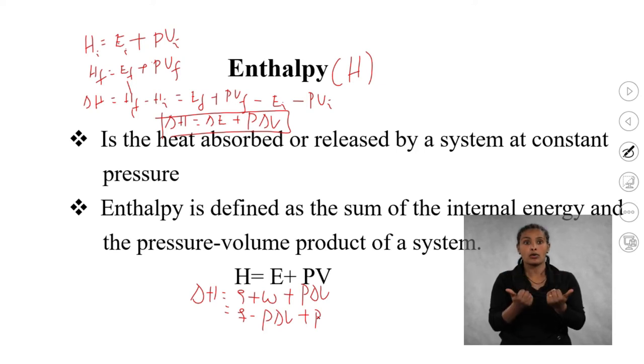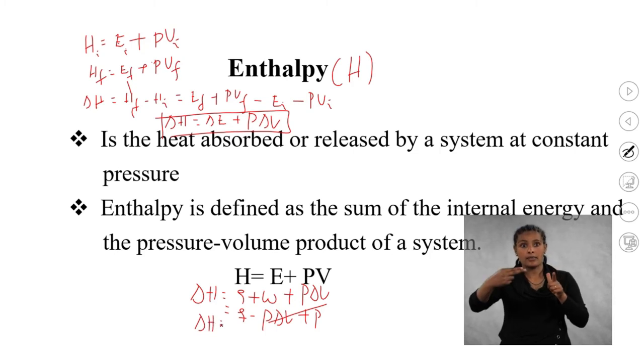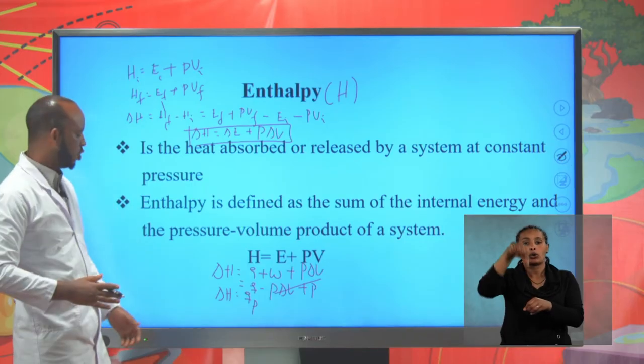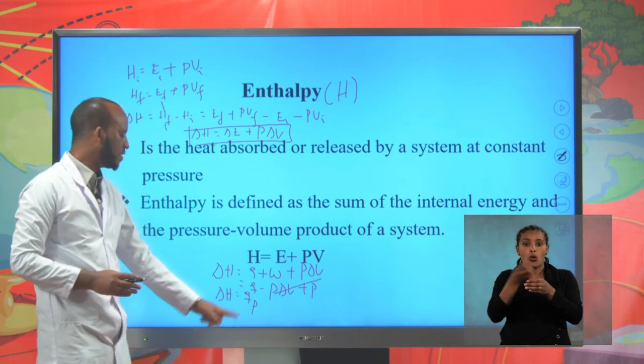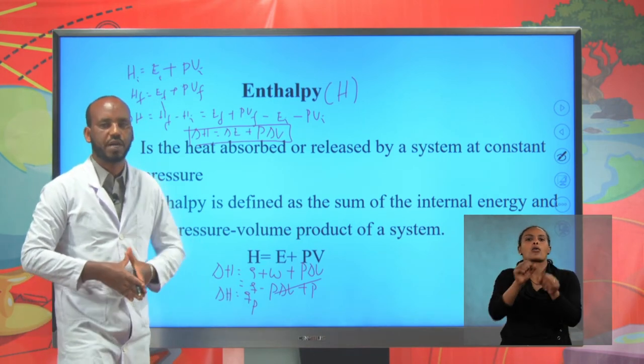Now minus P times change in volume plus P times change in volume is zero. This term is zero. Therefore, the change in enthalpy, delta H, equals the heat absorbed or released by the system at constant pressure, Q_P, you see? The change in enthalpy equals heat absorbed or released by the system at constant pressure.